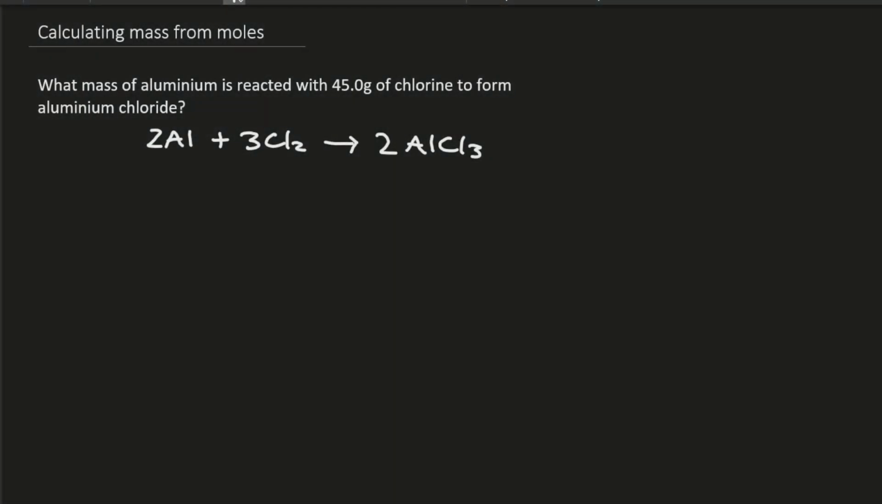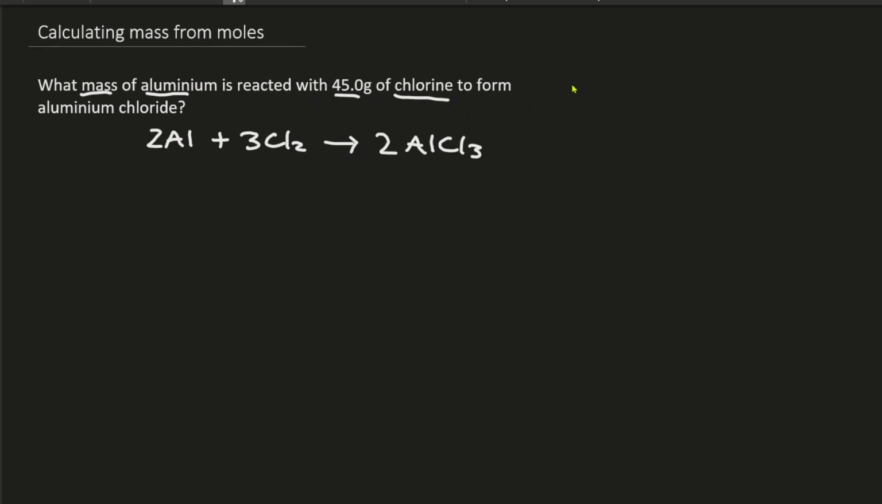Okay, guys, so today we are going to calculate masses from moles calculations. This is really important that we are able to understand what the question is asking us. And for that, we need to know the basics and set out the question so that it becomes easy for us to know what we are looking for. So in this question, we are looking for the mass of aluminium, and it reacts with 45 grams of chlorine.